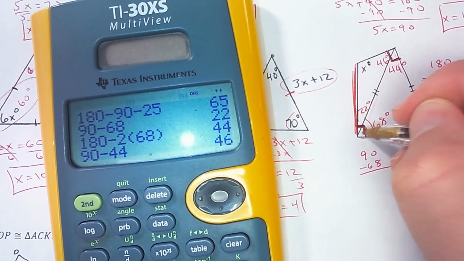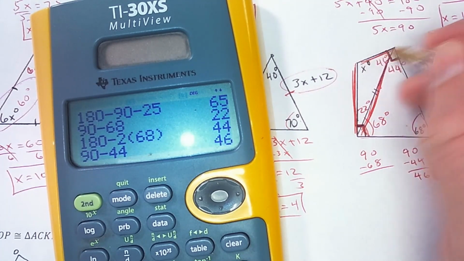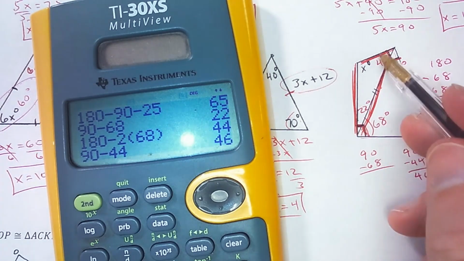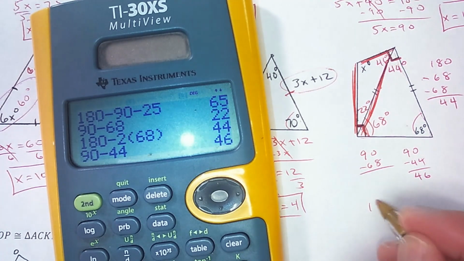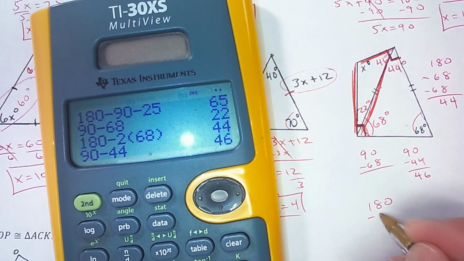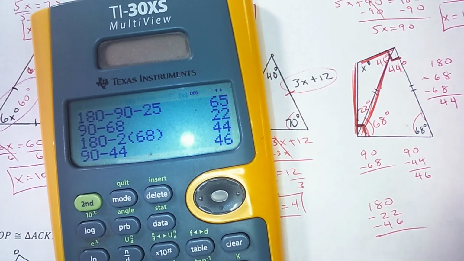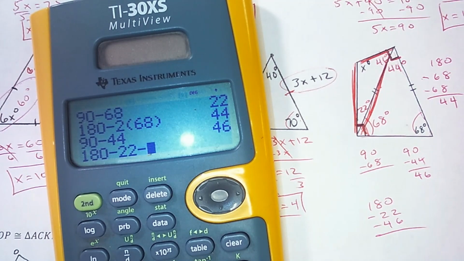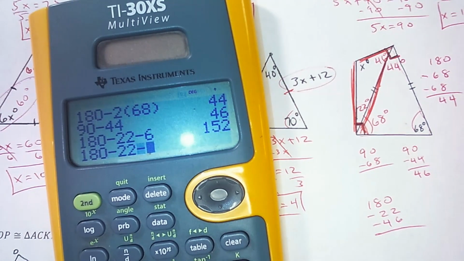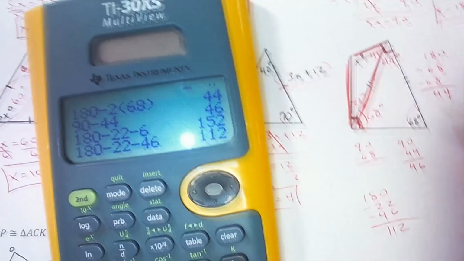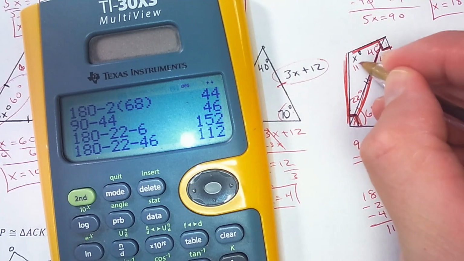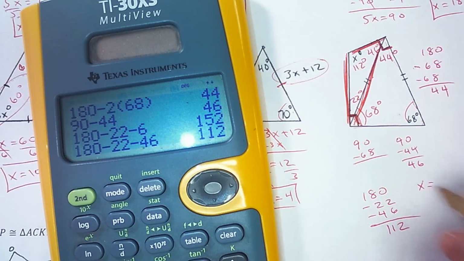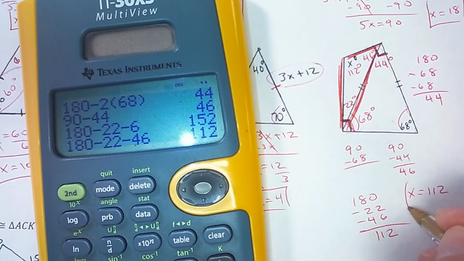And now I can focus on this triangle up here. 180 degrees total. So I take the 180 total and subtract 22 and 46. And that is 112 degrees. So that's right here, 112 degrees. So x equals 112.